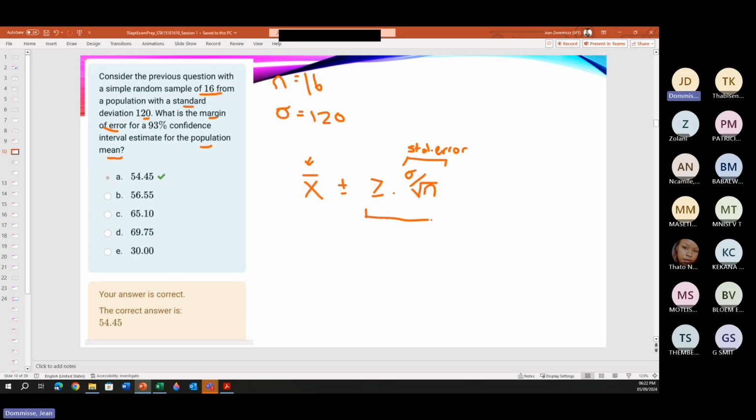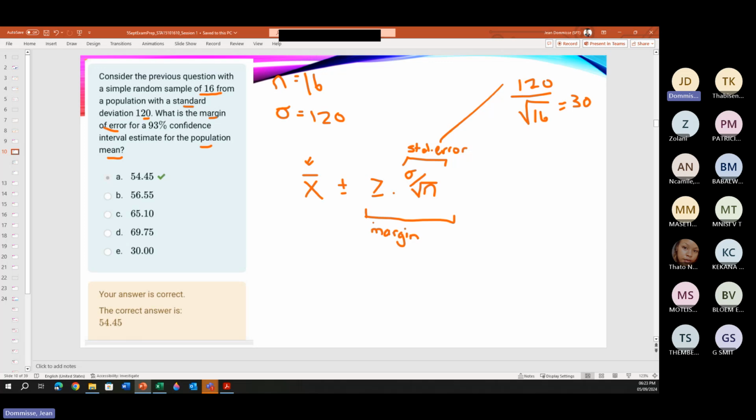And this one is your margin of error. Okay, so that is the biggest difference. So standard error would have been 120 divided by square root of 16. So your standard error would have actually been 50. Okay, so that was the first thing that I wanted to test here.